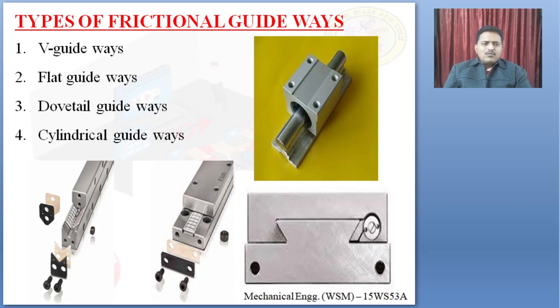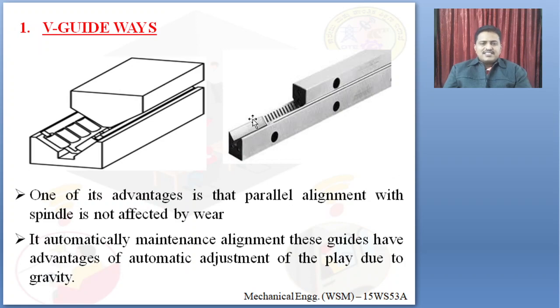So what are V guideways? Here you can see one of these V guideways, there is a V. The angle of the V is 55 degrees in some cases and in some cases it is 60 degrees. So this is a V guideway. Both the surfaces are accurately machined so that the slide can move easily.